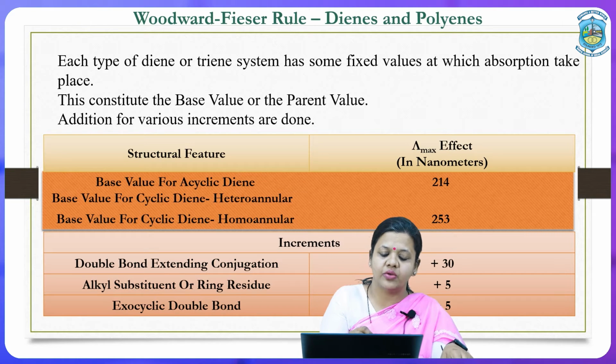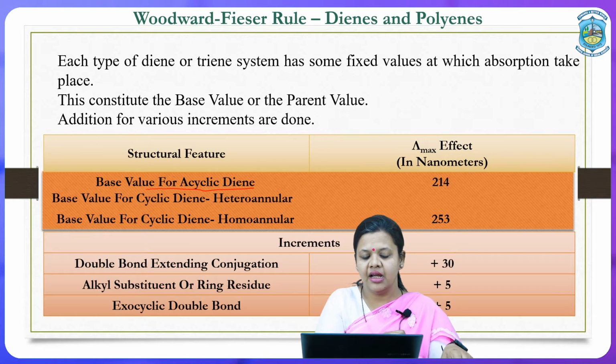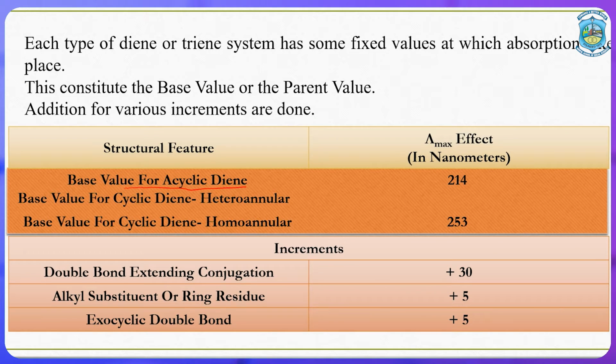If I am talking about an acyclic diene, then for these acyclic dienes, the fixed value is 214 nanometers. All the values referred to in the table are in the unit of nanometers. So, for acyclic dienes, the base value or the parent value that will be taken is 214. Similarly, in case of a cyclic structure, there are two categories, homoannular and heteroannular. Let us see what is the difference between the two.